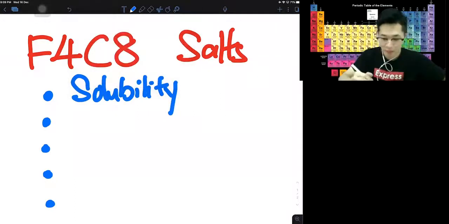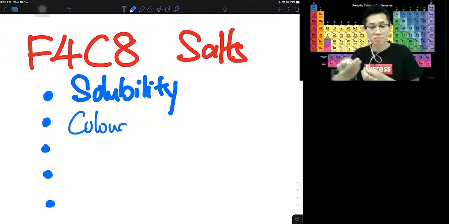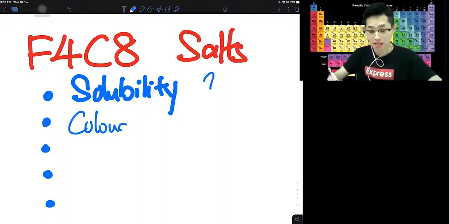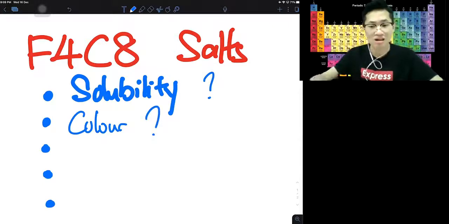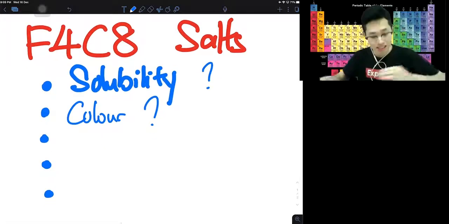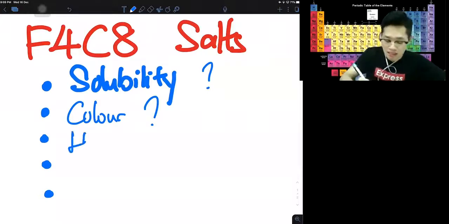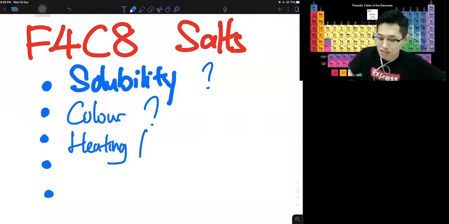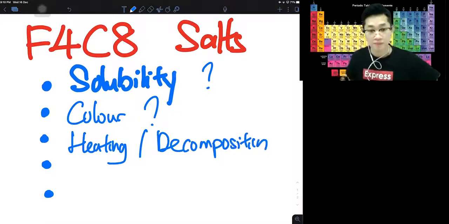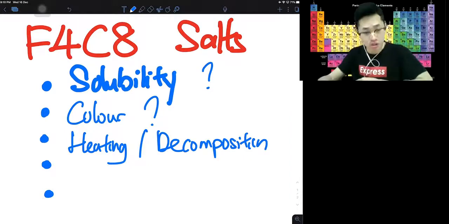The solubility, the color of the salt. Are you able to tell whether a salt is soluble or insoluble by looking at the name of the salt? Are you able to tell the color of the salt when you look at the name? These are the things that you have to study. This chapter is very, very, very important. And then what else? Heating, or they call it decomposition of salt. When a salt is being heated, what is going to be produced?